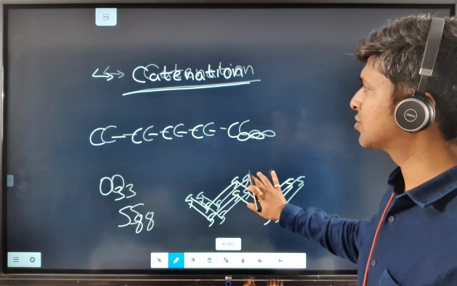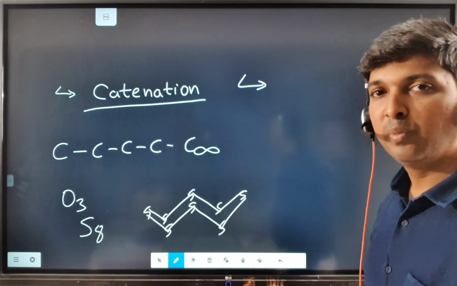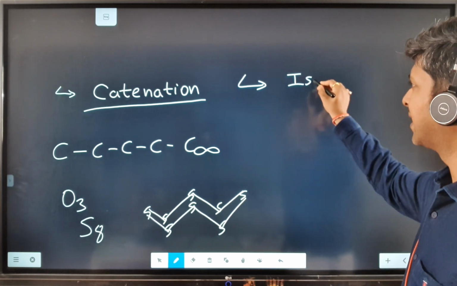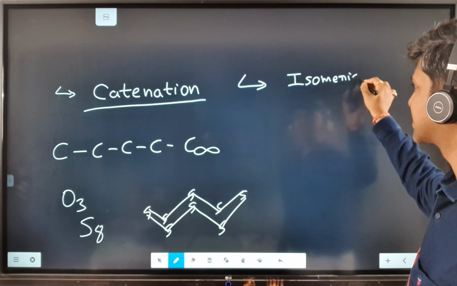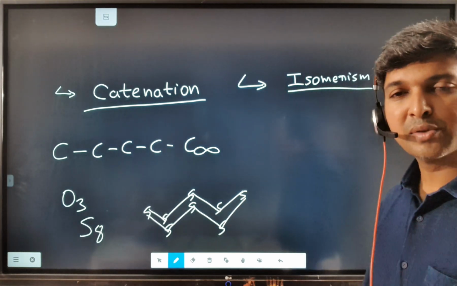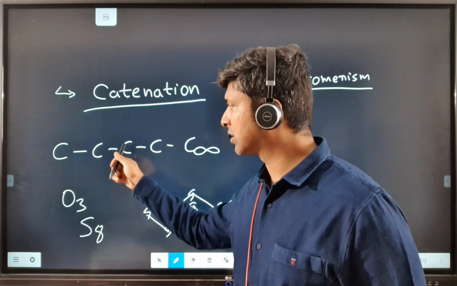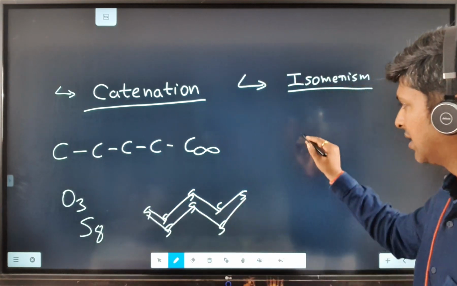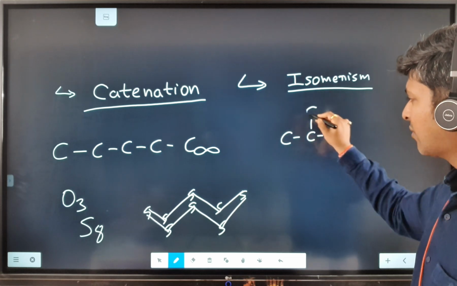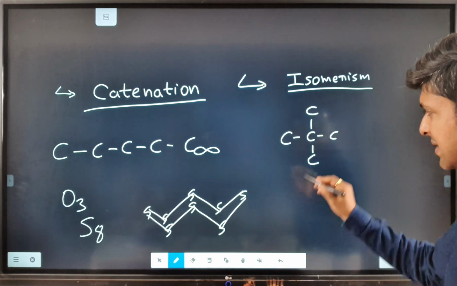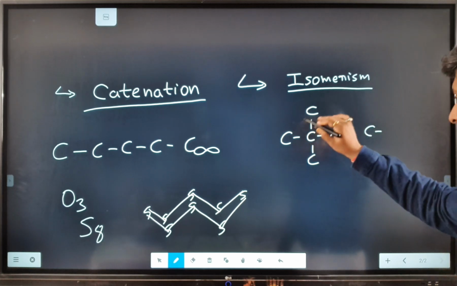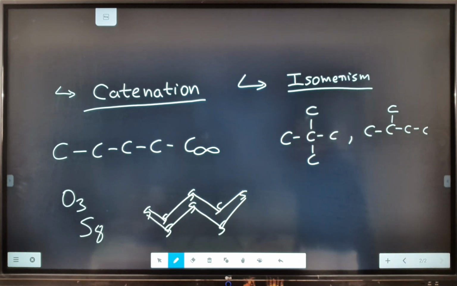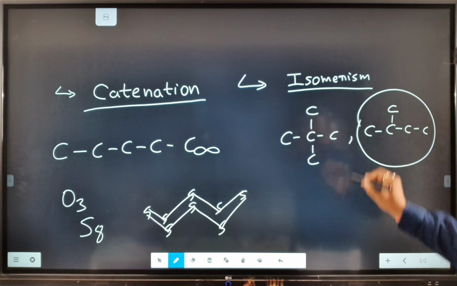Now, apart from catenation, another property of carbon which forms infinite compounds is isomerism. Now what is isomerism? Here you are having 1, 2, 3, 4, 5 carbons. These 5 carbons can rearrange themselves to form new compounds. Like with the same number of carbons I can form newer compounds. Like this is a new compound with the same 5 number of carbons, where I'm not completing the valency and writing hydrogen and everything. Okay, so here this is another compound with the same 5 number of carbons.